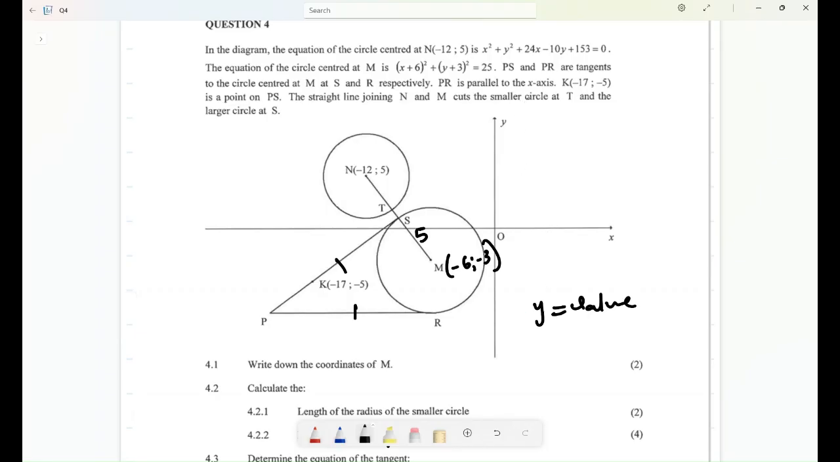Okay, another important part, K has those coordinates. There's a point on PS. We see that the straight line joining N and M cuts the smaller circle at T and the larger circle at S. So this straight line here cuts the smaller circle at T and the bigger circle at S, right?